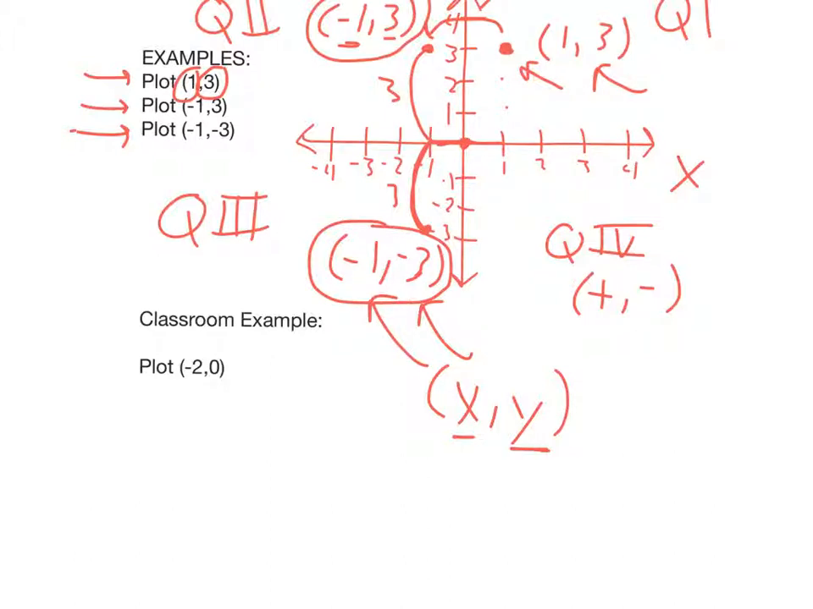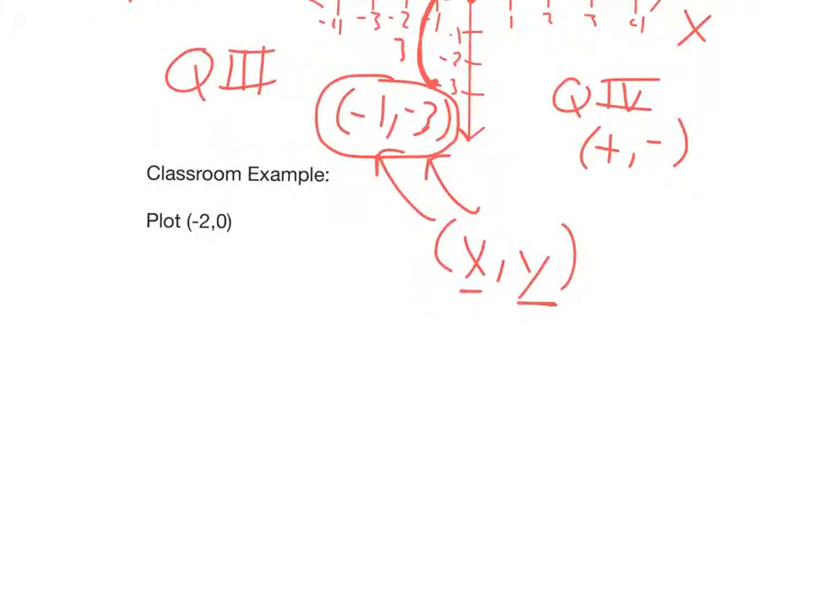Alright, so now do your classroom example. Plot -2, 0. You're going to have to sketch a coordinate plane on your notes page and show me where -2, 0 would be. Make sure that you label the point of -2, 0. Make sure you write the coordinates next to it. Alright, good luck. See you soon.